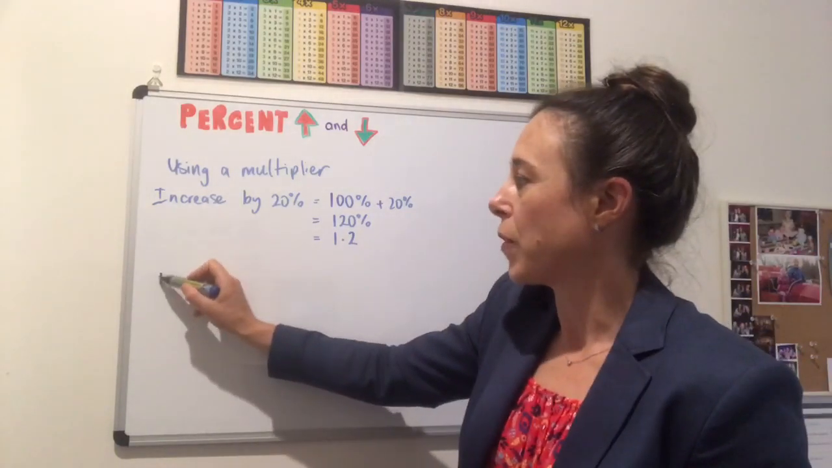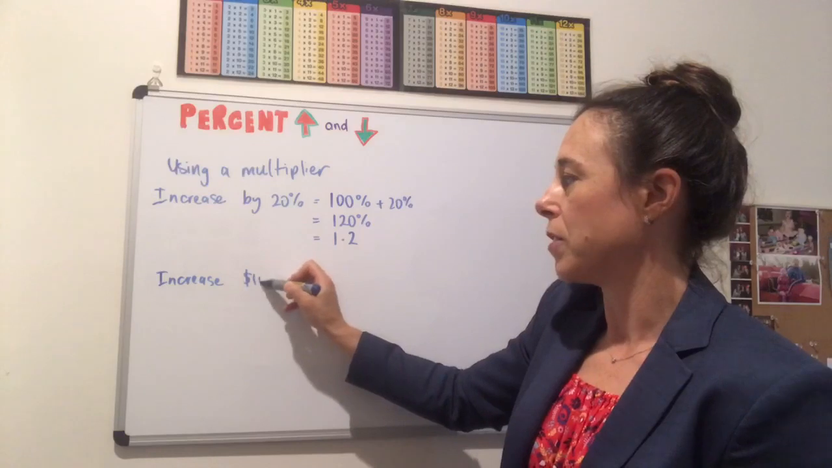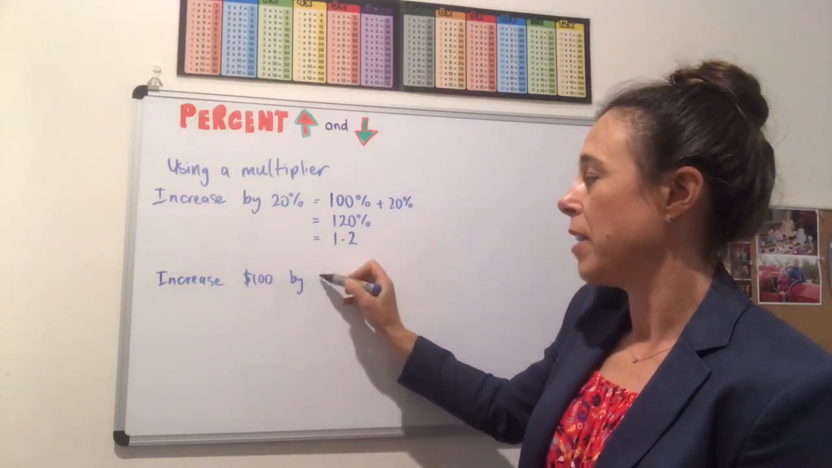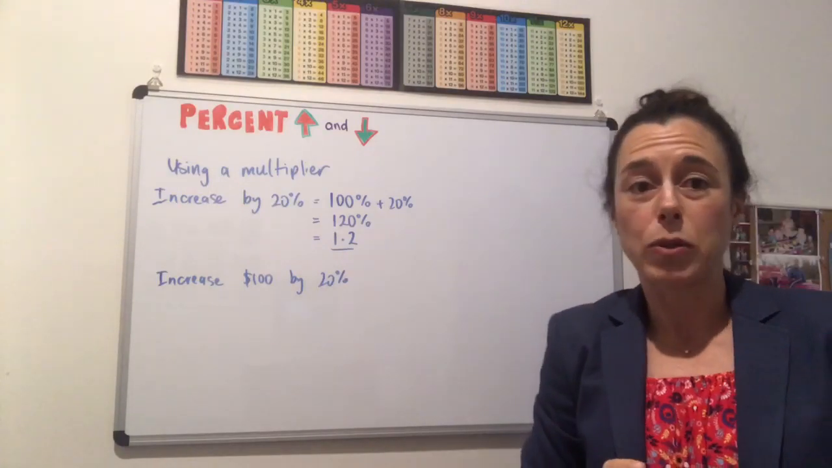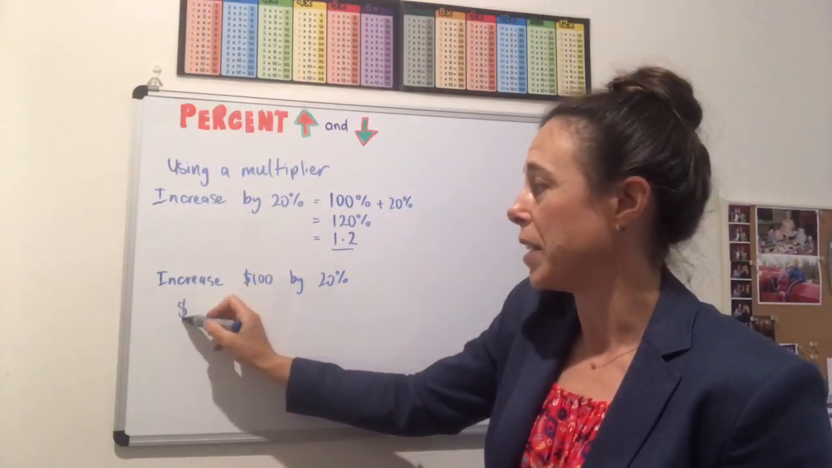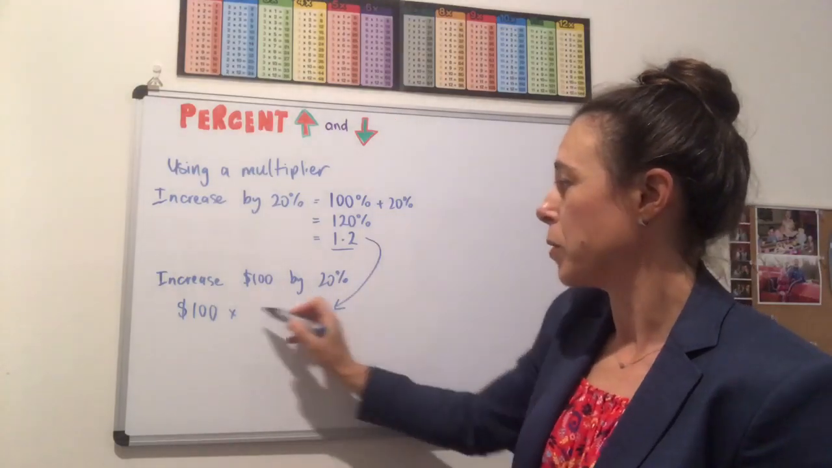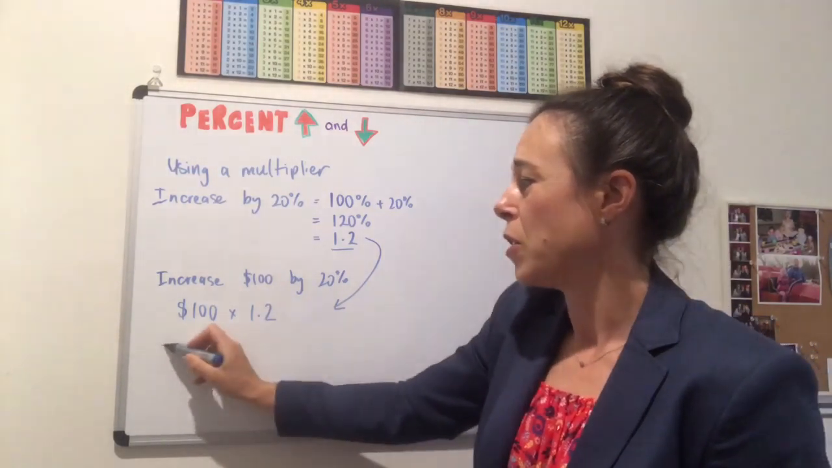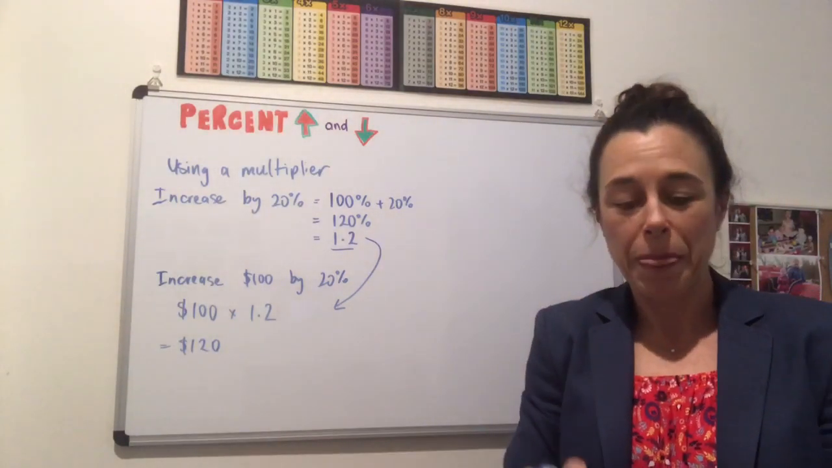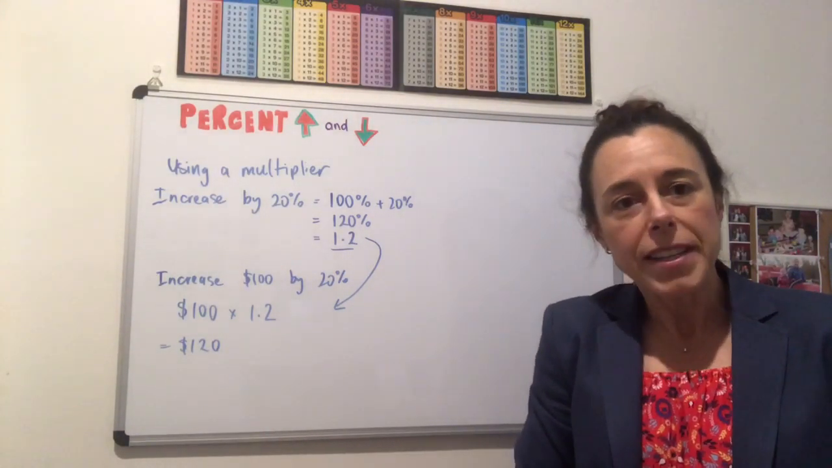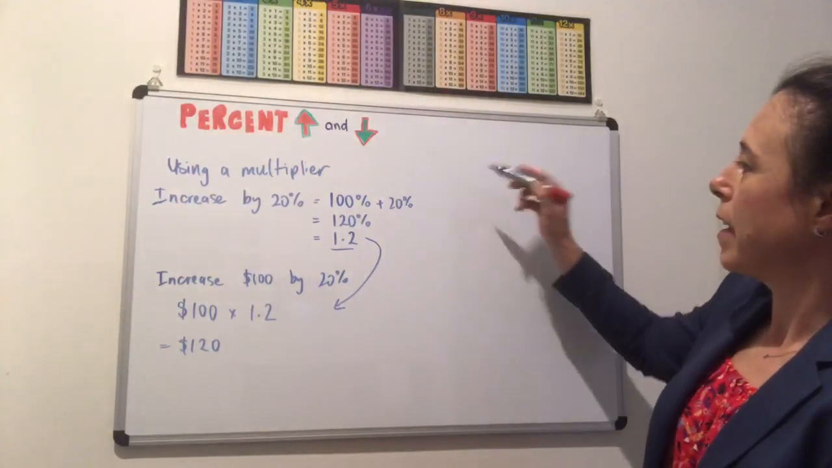So increase $100 by 20%, okay, we know that this is going to be the multiplier, so all we need to do is do 100 times by our multiplier, which is 1.2, which would equal $120.